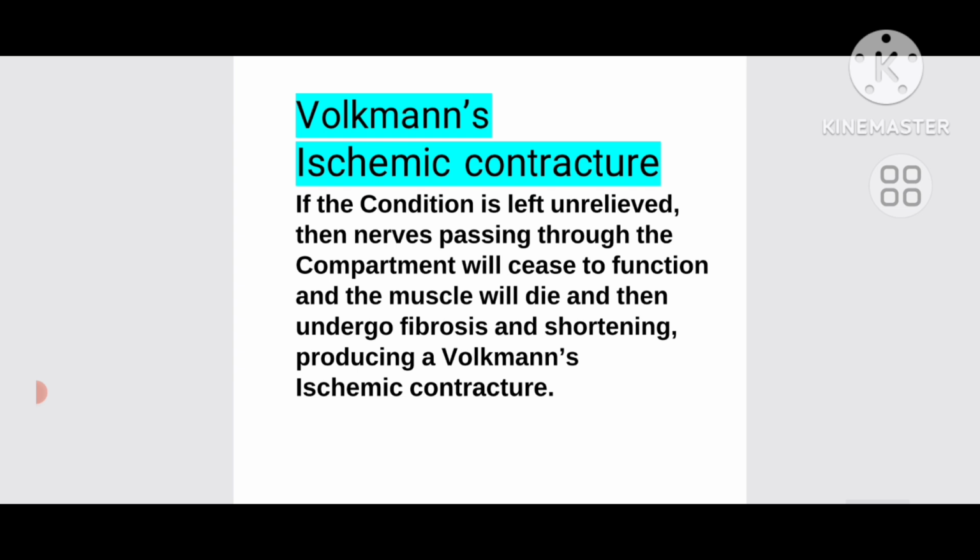One last but not the least is the Volkmann's ischemic contracture in case of compartment syndrome. If the compartment syndrome is left unrelieved, or left untreated, then the nerves passing through the compartment will cease to function and the muscle will die and undergo fibrosis and shortening, that causes Volkmann's ischemic contracture.